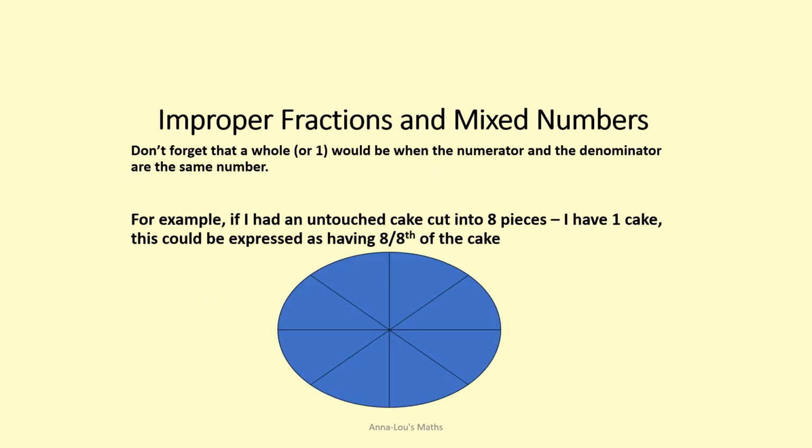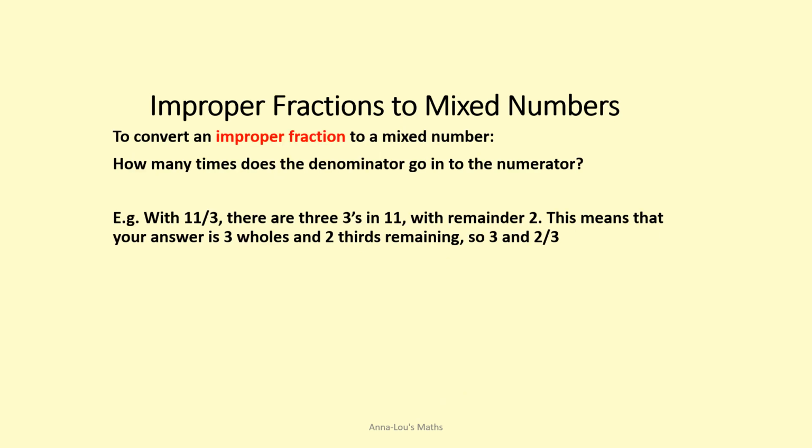An important thing to remember is a whole is when our denominator and our numerator are the same. So if I had an untouched cake in 8 pieces, I could say I've got 8/8 of a cake. I wouldn't say that, but I could say that. So a whole is when your top number and your bottom number are the same. We need to be able to convert both.